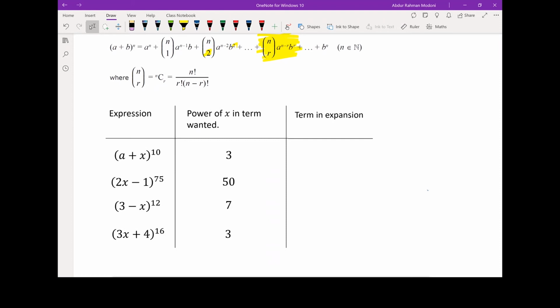Now suppose you get a question like this, where it says here's the expression (a + x) to the power of 10, and it wants us to find the term which has a power of x to the power of 3. So we're looking at the term which has x cubed. We don't need to do all of the terms. We are simply interested in that term. So how can we find that particular term?